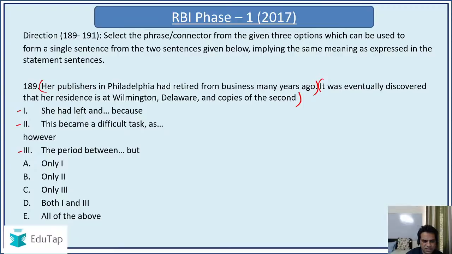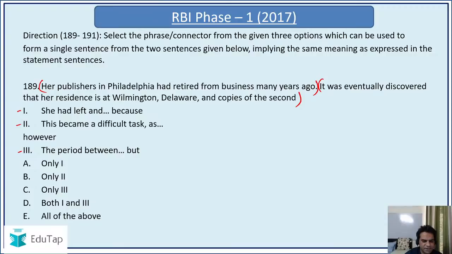So the first option is: she had left and because this became a difficult task as dash, however, or the period between dash and but. So she had left her publishers in Philadelphia and had retired from business many years ago because it was eventually discovered that her residence is at Wilmington, Delaware, and copies of the second.